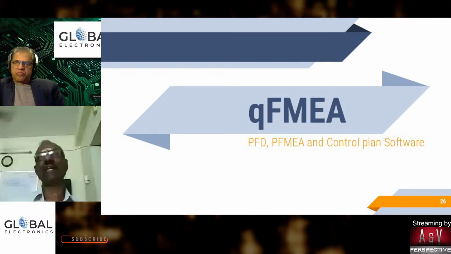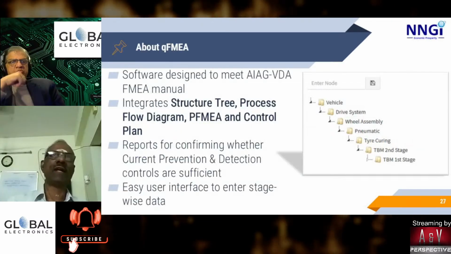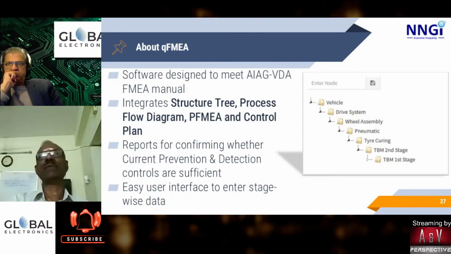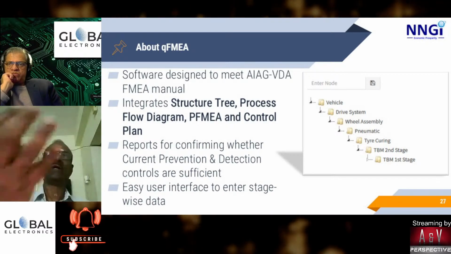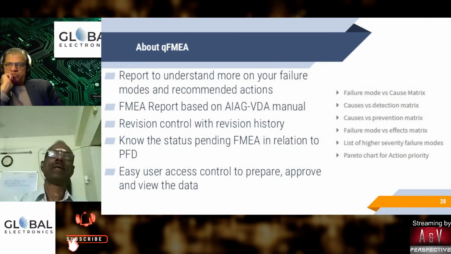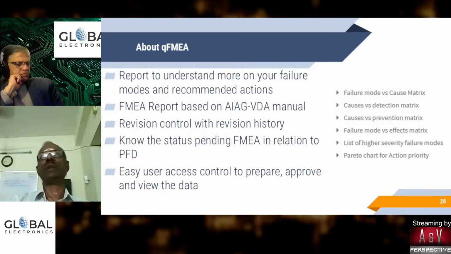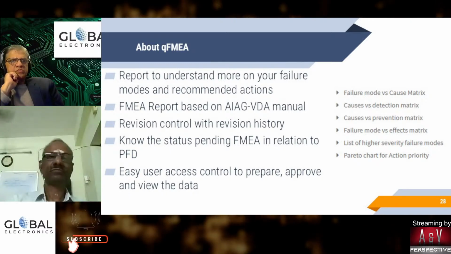And it also gives a proper linkage between PFD, FMEA, and control plan through a proper data flow. Once you enter the product characteristics and process characteristics in the process flow diagram, the same are captured into the FMEA, and the same are further linked into the control plan. From FMEA to control plan, the appropriate controls are also properly linked.